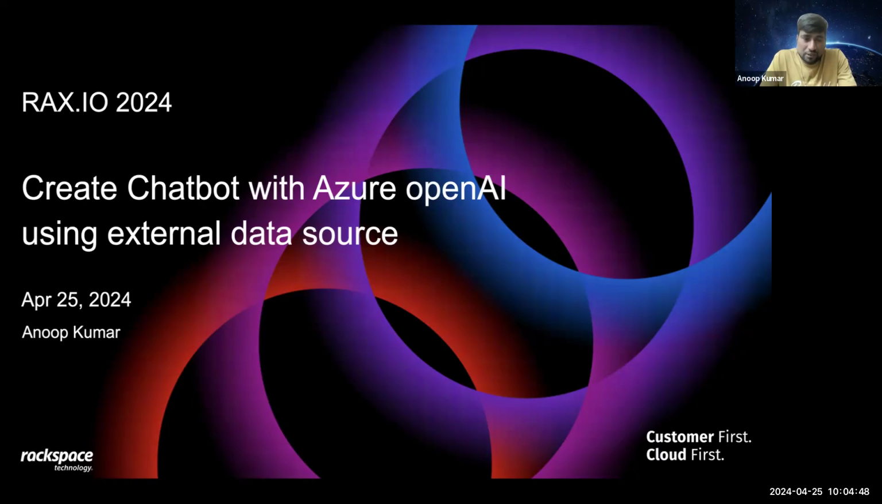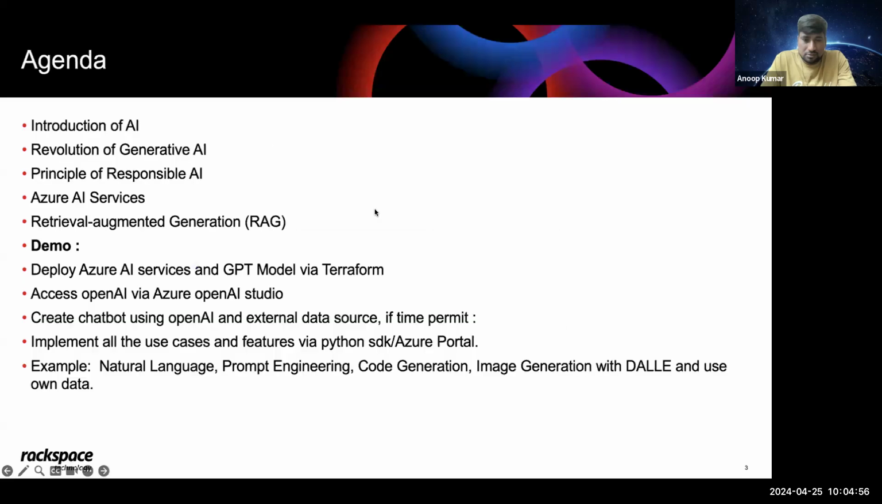So let me go to the agenda of today's session. I'll briefly cover the introduction of AI, then the revolution of generative AI. Then I'll discuss the principles of responsible AI, which is the most important part, and how we can comply with responsible AI. If we are deploying Azure AI services, there might be risks and mitigations that we can use. And what Azure AI services are available through Azure.